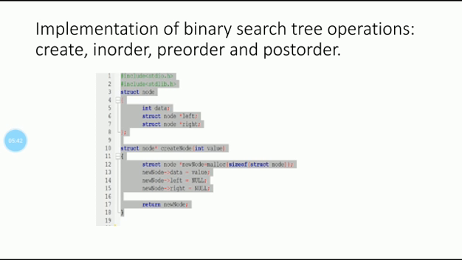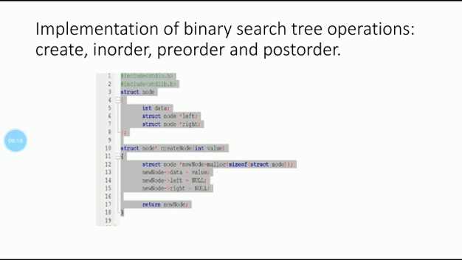I already told you that in this session I am going to demonstrate the program on how to create the binary search tree. Then we will go for in-order, pre-order, and post-order traversal. Everything is included in the same program. Initially, we are going to create the binary search tree. After the creation of the binary search tree, it is possible to perform in-order, pre-order, and post-order traversals. So to perform these three traversal techniques, first of all, we have to create the binary search tree.